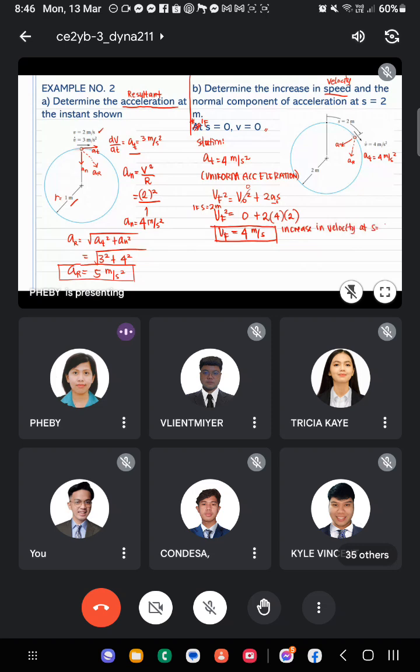And last hinahanap is normal acceleration. So normal acceleration, again, this is v squared over r. So since given yung radius natin na 2 meters, yung r yung gagamitin natin, and yung v final or yung v squared natin, yung velocity natin at 2 meters yung gagamitin natin for this v. So 4 squared over 2 is equals to 8 meter per second squared. So that is our normal acceleration for s is 2 meters.